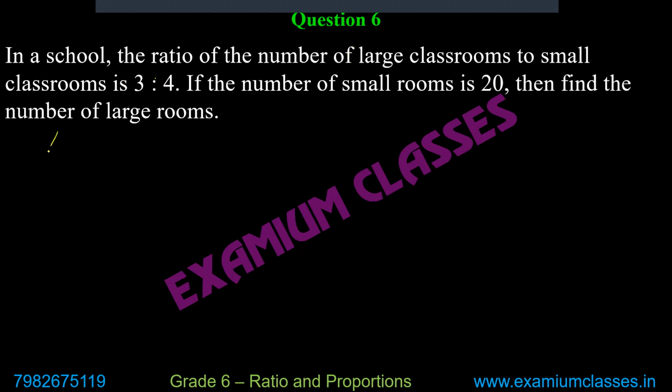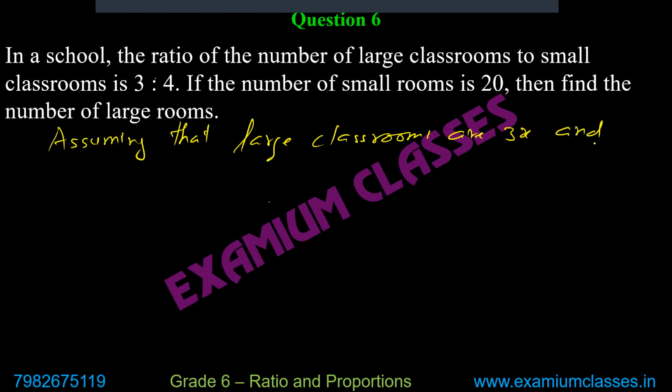So we will say, assuming that large classrooms are 3x and small classrooms are 4x. Why are we assuming it? Because it is given, the ratio is 3:4. So 3:4 can be 6:8. If we multiply by 2, if x is 2, then it will be 3 into 2, 6, 4 into 2, 8. But we don't know the value of x. We have to calculate.